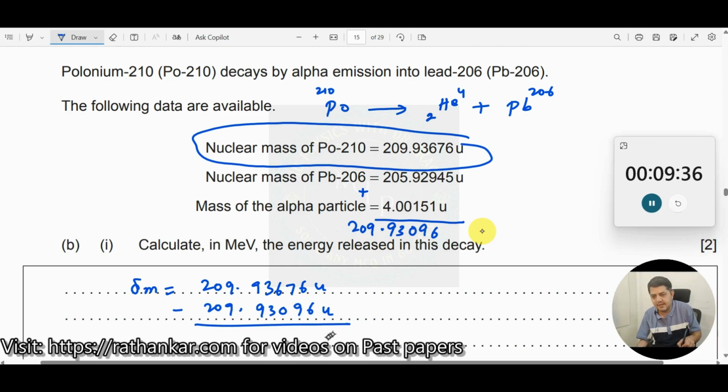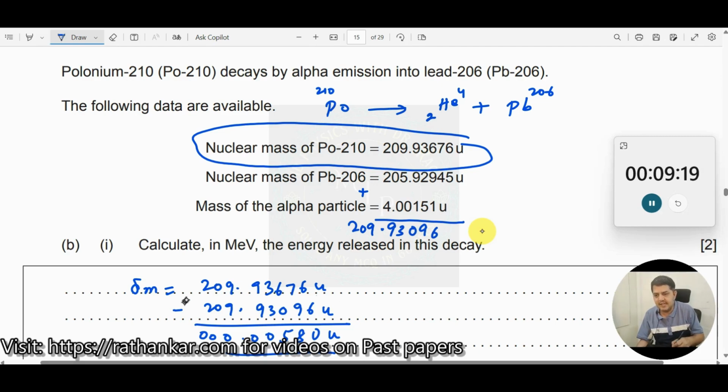When I do this, what is the answer you get? Here, 6 minus 6 is 0, and 17 minus 9 should be 8, right? 9 plus 8 is 17. Here 5, and here it is 0. So you get delta M as 0.0058 U.